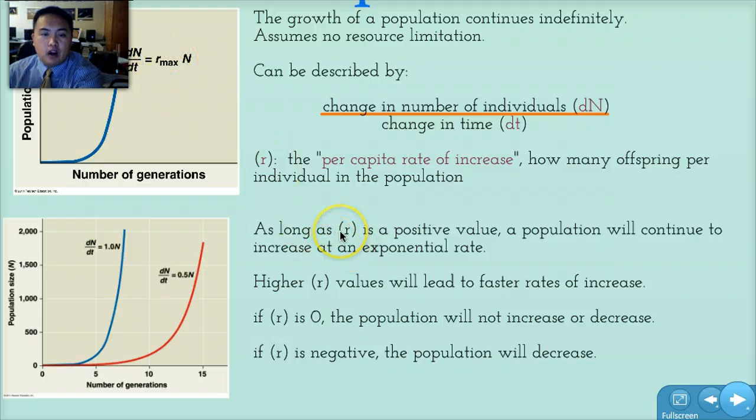Now, if that rate, r, is a positive value, the population will continue to increase at an exponential rate. So as long as that r is positive, you're good. The higher the r, the faster it's going to increase. If r is 1, it'll be even faster if r was 10, or if r was 100, it gets faster as r gets bigger. If r happens to be 0, that means the population doesn't increase or decrease. It doesn't grow, it doesn't shrink, it's just exactly the same. And if r is negative, like -5, -10, -0.1, the population decreases.